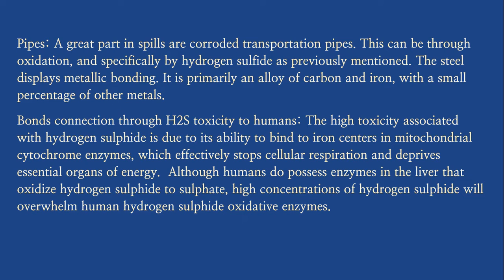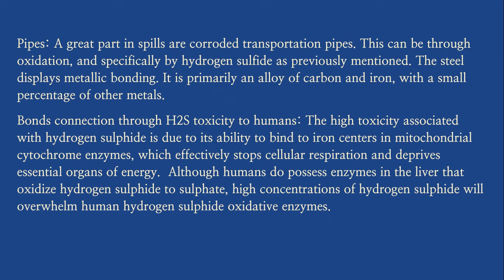Pipes. A great part in spills are corroded transportation pipes. This can be through oxidation and specifically by hydrogen sulfide, as previously mentioned. The steel displays metallic bonding and is primarily an alloy of carbon and iron with a small percentage of other metals.